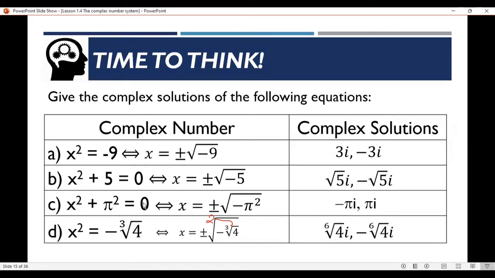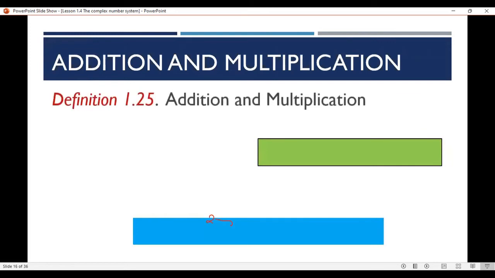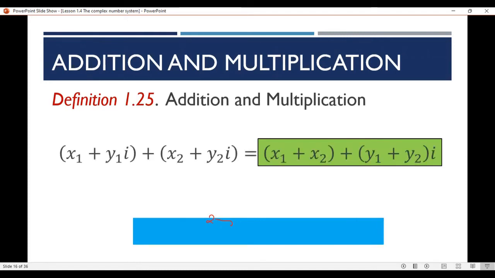Ayan. So, inuunti-unti na natin. Pupunta na tayo dun sa tinatawag na evaluating or finding the solution of complex number. Next, ang complex number din ay meron ding operations na tinatawag. Meron din siyang binary, addition and multiplication. So, sa addition muna tayo.